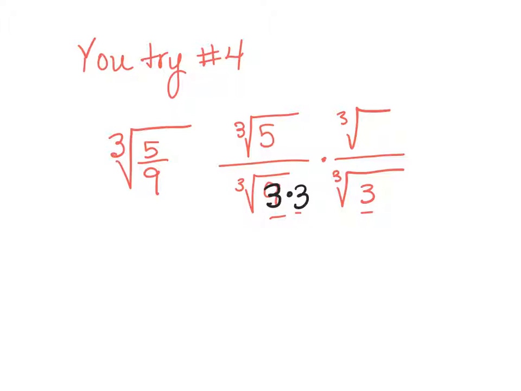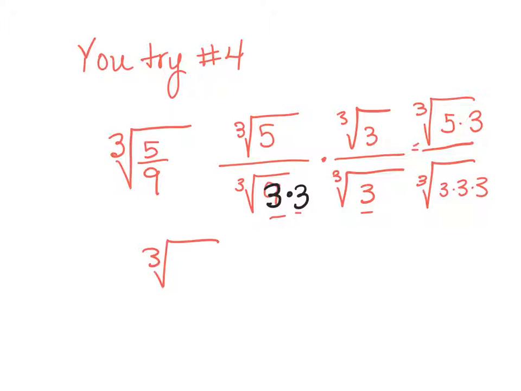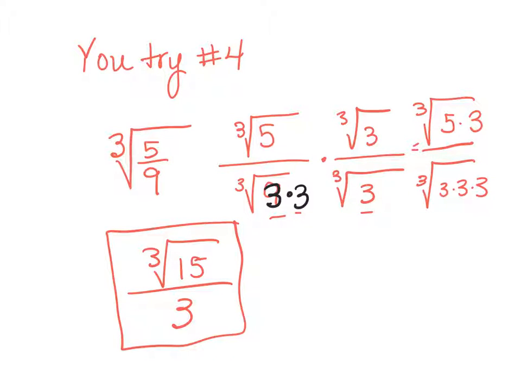And I'll do the same to the numerator. So over here now I have the cube root of 3 times 3 times 3. And at the top I have the cube root of 5 times the cube root of 3. So on the top I get the cube root of 15. That can't be broken down anymore. And I have 3 groups of 3's, so it comes out like this. This is the final answer to number 5. Your turn. You're going to try number 4 and 6 and show it to the teacher.